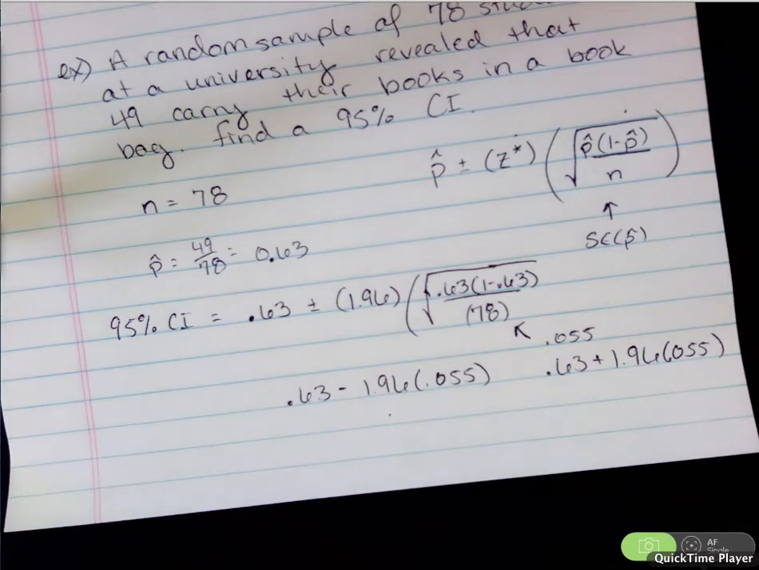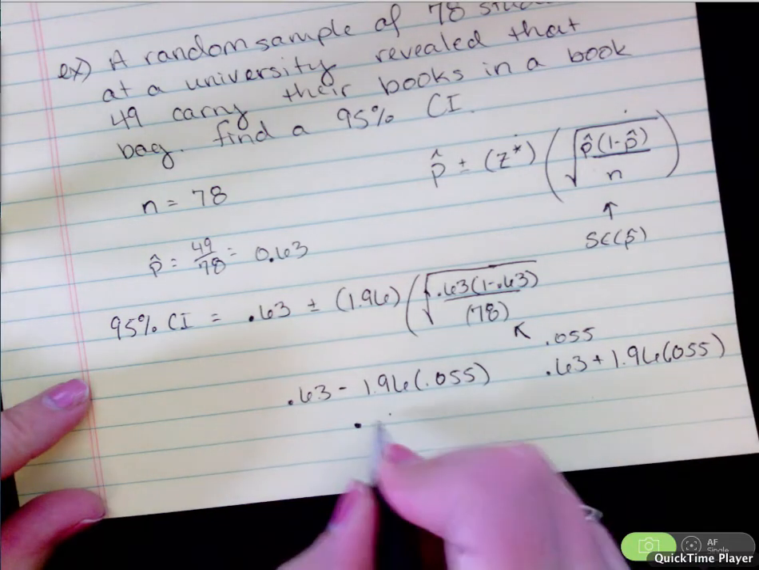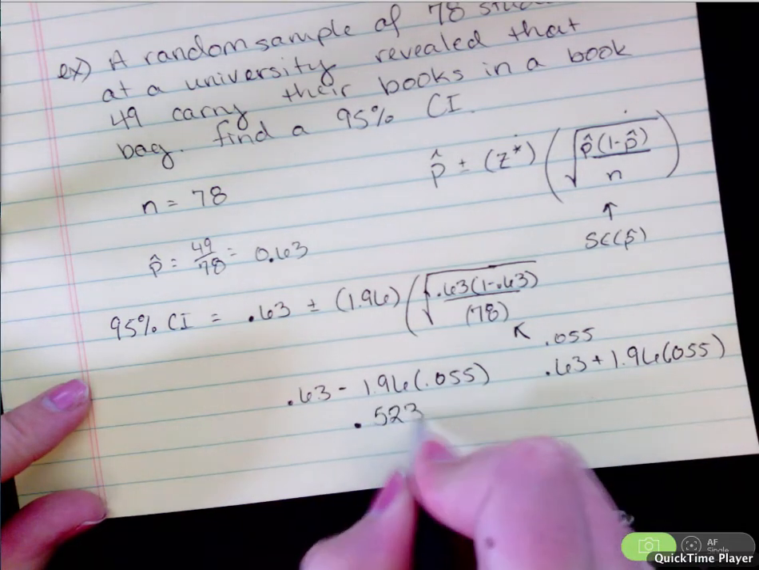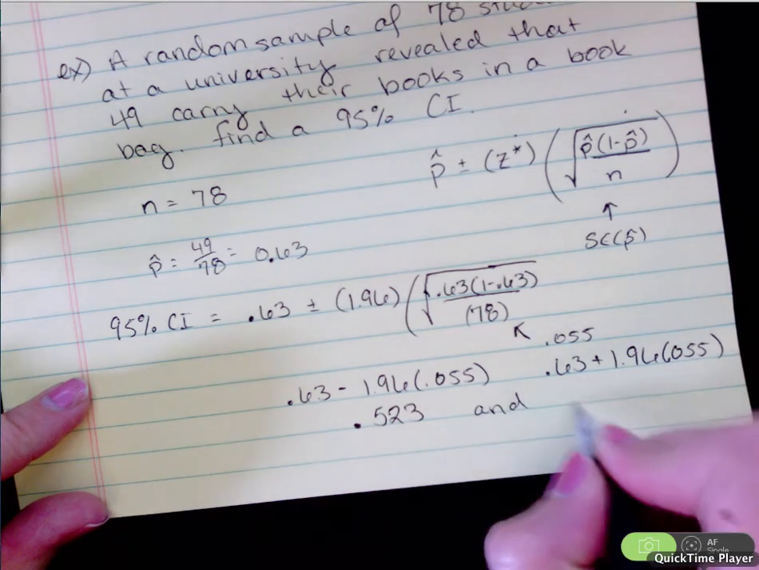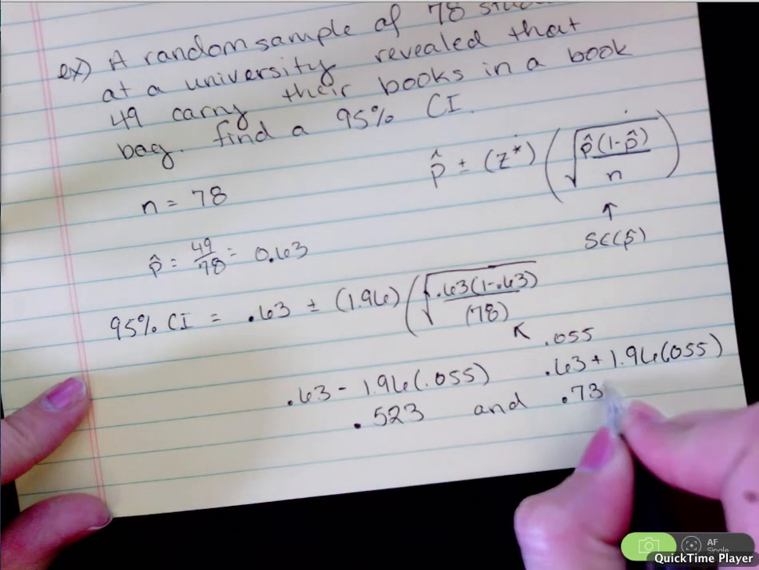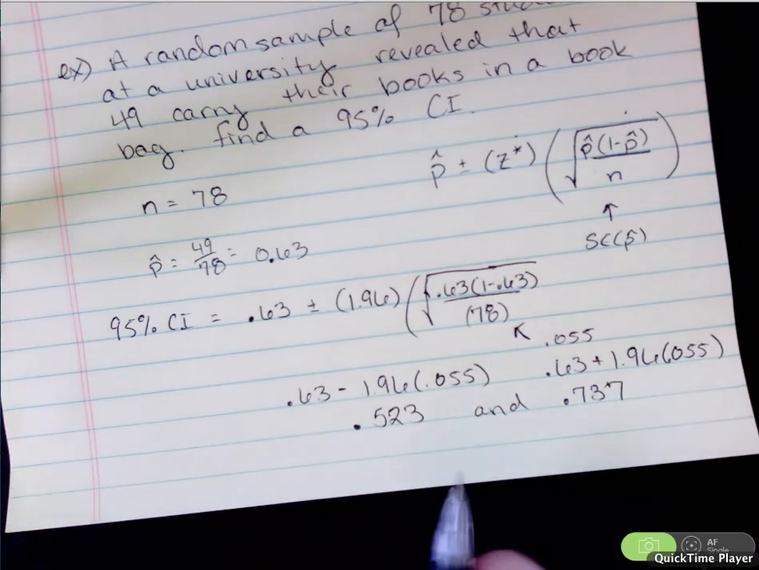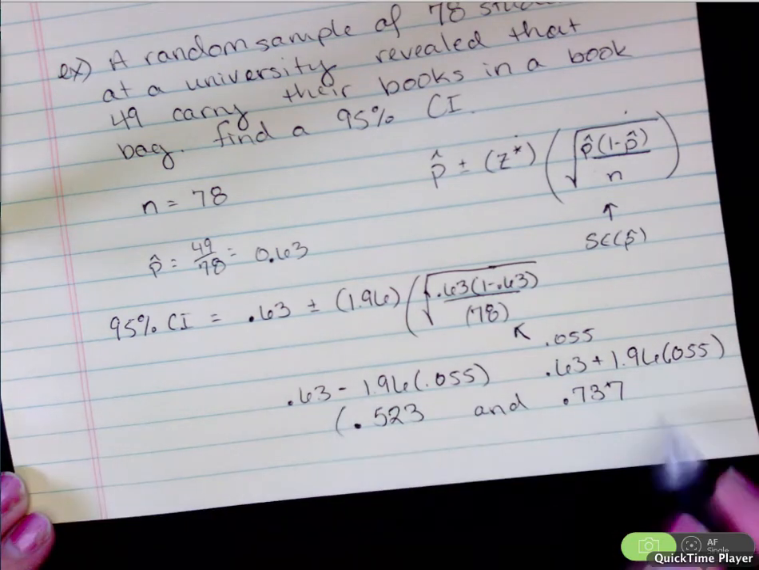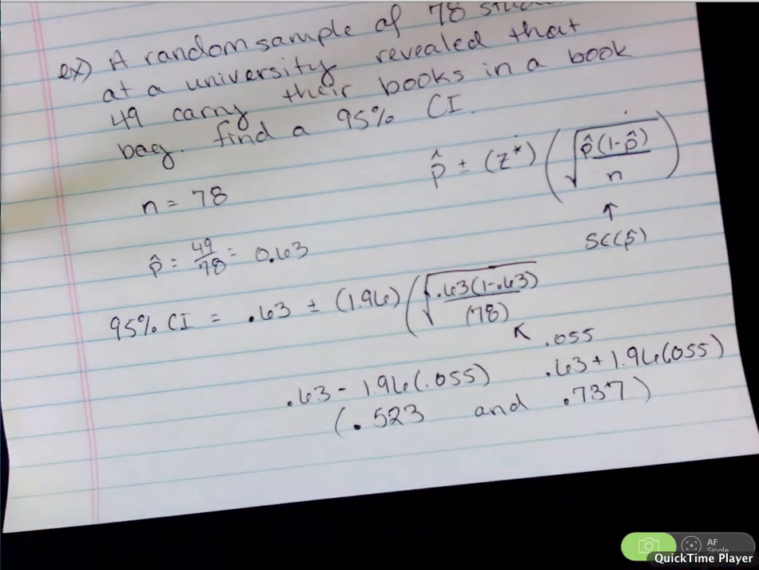When I calculate each one of these, I get 0.523 and 0.737. So that gives us our interval. We are 95% confident that the interval from 52.3% to 73.7% contains the true proportion of students who carry backpacks.